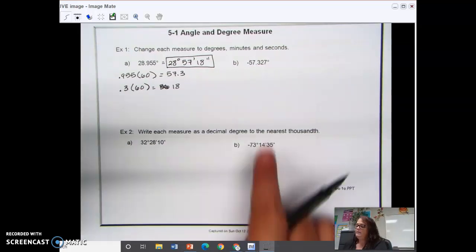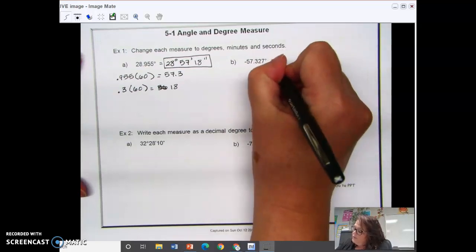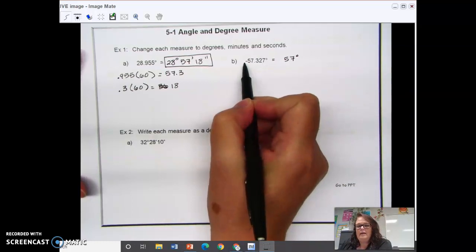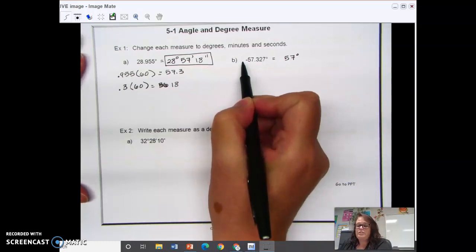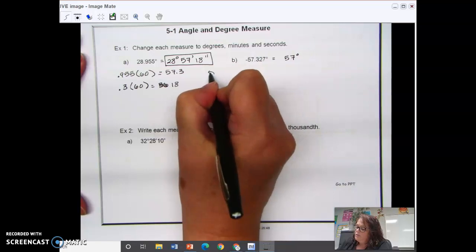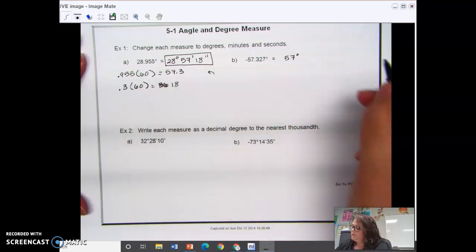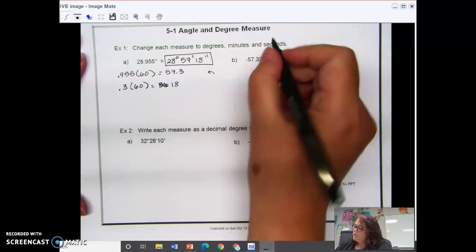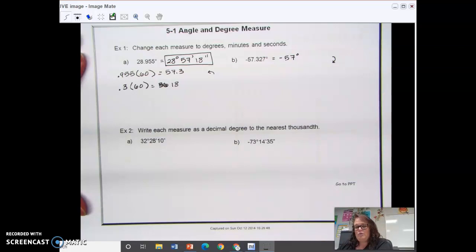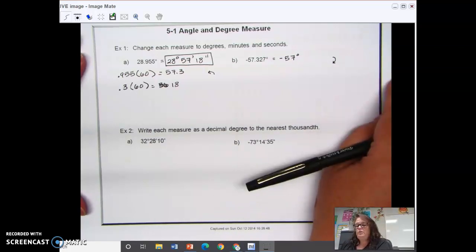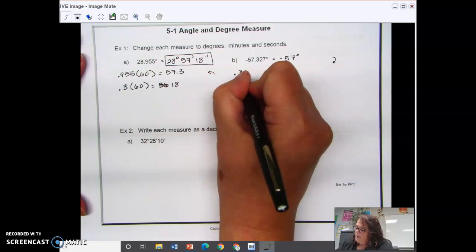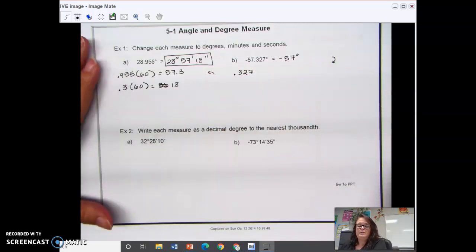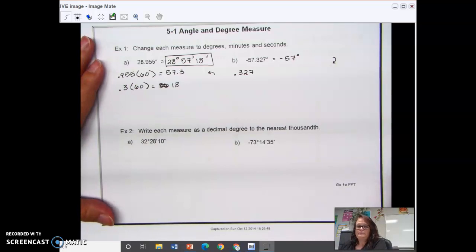So on this one, I'm going to give you a hint. So we have 57 full degrees. And remember that this negative is not talking about the number being negative. It's talking about the direction. So this one would have gone counterclockwise, 28.955 degrees. This one is just saying now go clockwise, 57 degrees. So the negative is not going to affect the value of my number. So at this point, go ahead and start talking about how do I turn that 0.327 degrees into minutes and seconds. So take a moment to pause the video and try this one out.